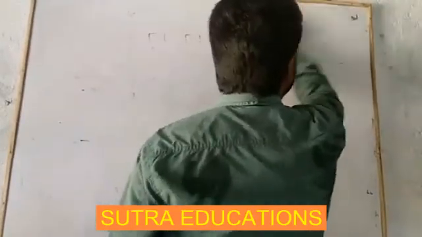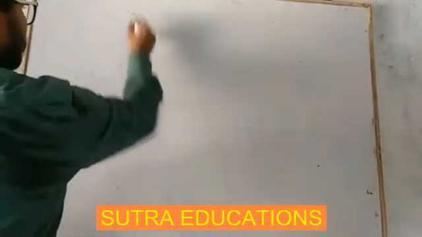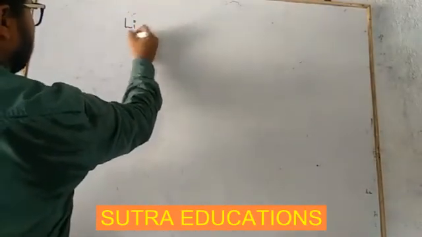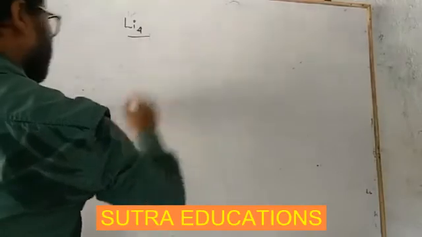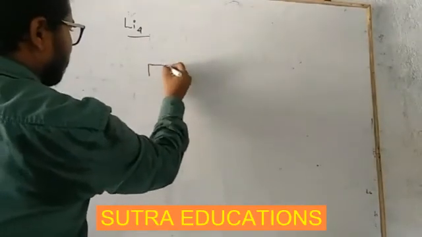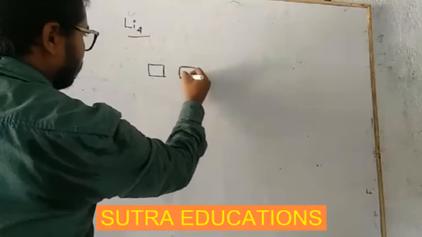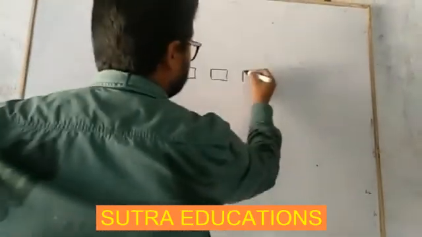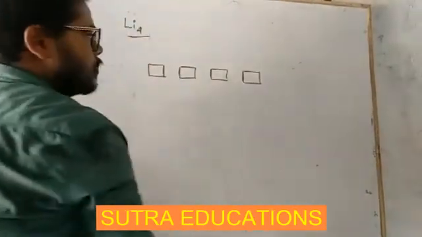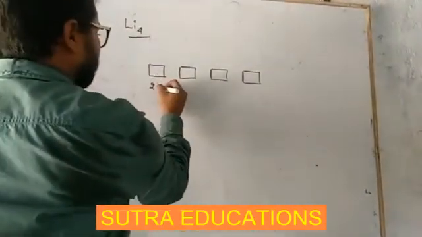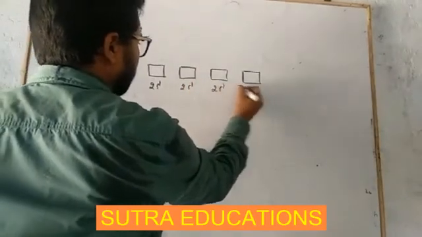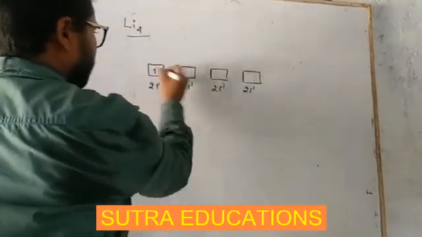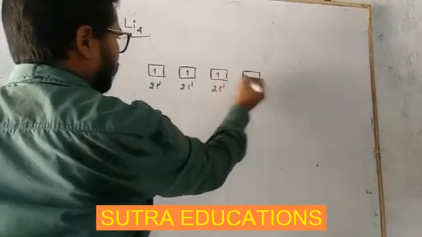So take here 4 atomic orbitals of lithium. So the example is Li4. Li4 means 4 atomic orbitals of lithium are combining. Say this is first, second, third, and say this is fourth. All these are 2s1, 2s1, 2s1 and 2s1. So every orbital is having 1 electron.